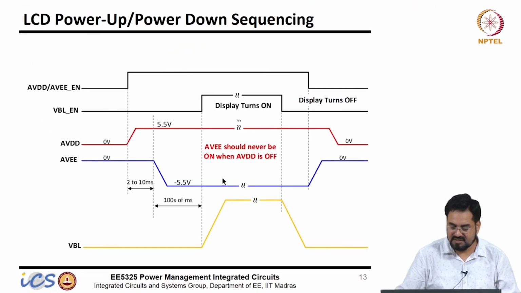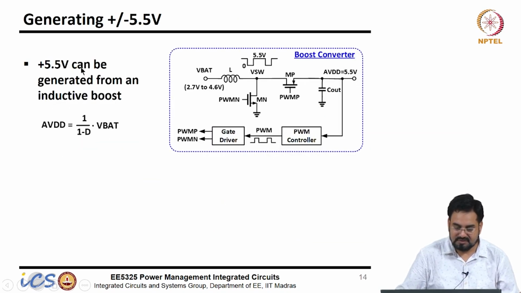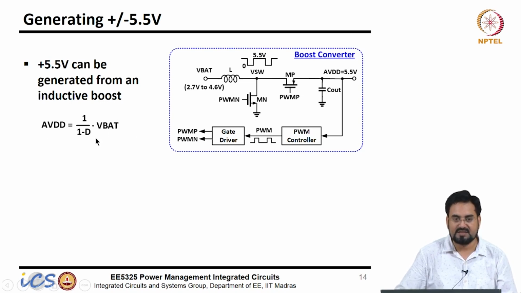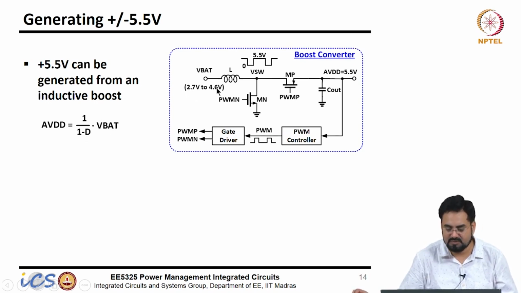So let's see how we generate these supplies, plus minus 5.5 volt, and then the backlight, which is higher voltage. For plus 5 volt, you can simply use a boost converter, and we already covered in one of the lectures how a boost converter works. It's a simple inductive boost regulator, and we know the output voltage will be 1 over (1 minus D) times V_bat, where V_bat is the battery voltage which is changing from 2.7 to 4.6 volt.